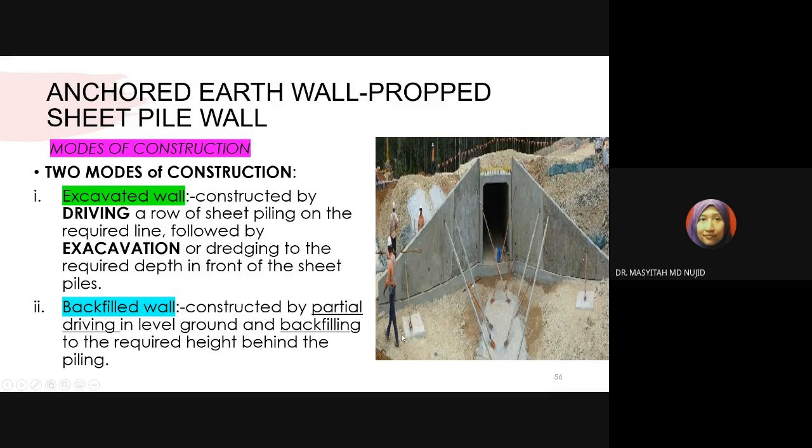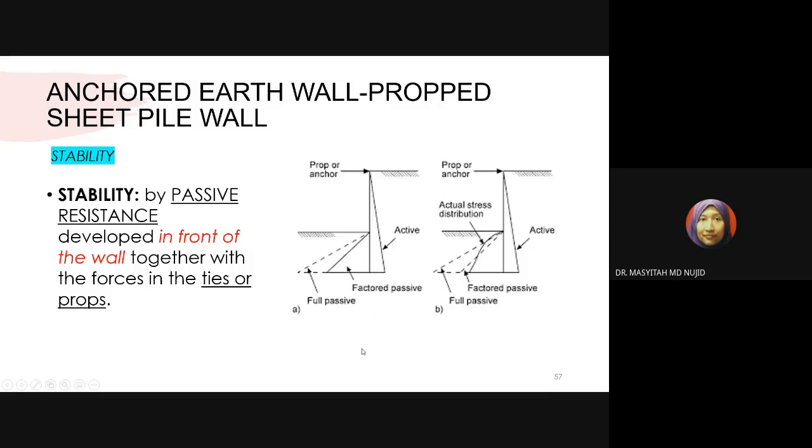The second mode of construction is called the backfill wall, constructed by partially driving the piling in level ground and backfilling to the required height behind the piling. In terms of the stability of the propped sheet pile wall, stability is provided by passive resistance developed in front of the wall, together with the forces in the ties or props.